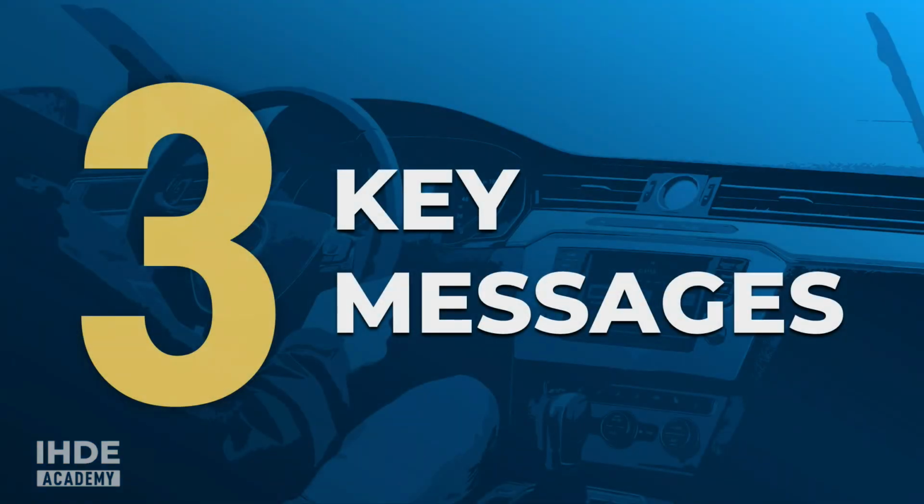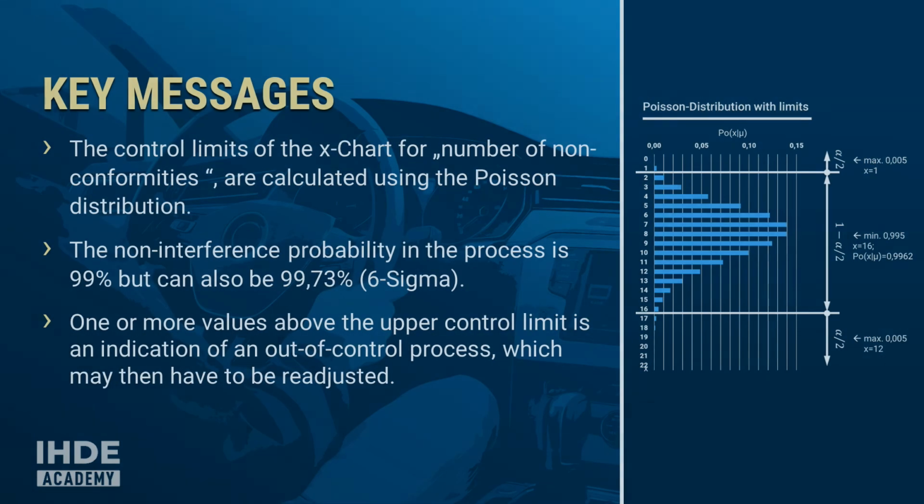Well, that was a lot of new information. Therefore, I would like to conclude by repeating the 3 most important key messages. The control limits of the X chart for number of non-conformities are calculated using the Poisson distribution. The non-interference probability in the process is 99%, but can also be 99.73%. 99.73% would be equal to the 6 sigma range. 1 or more values above the upper control limit is an indication of an out-of-control process, which may then have to be readjusted.